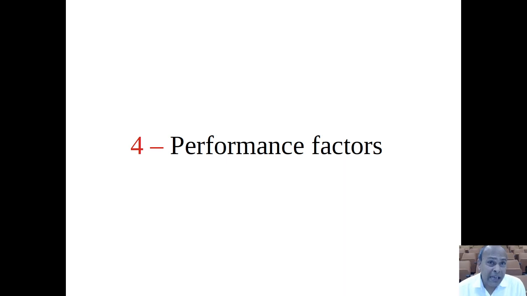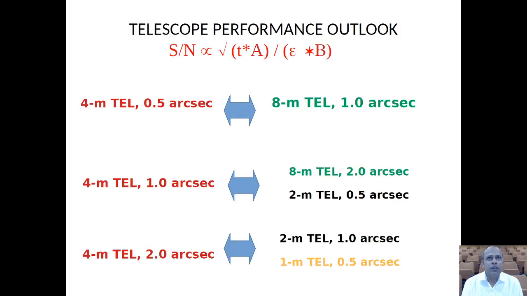Now, this is the last part of this lecture. We will discuss performance factors. So again, the same equation, the short performance outlook slide I have kept. So you can see the signal to noise ratio of any source, whether it's a point source or extended source, is proportional to the time over which we expose that particular image with this optical telescope and detector.